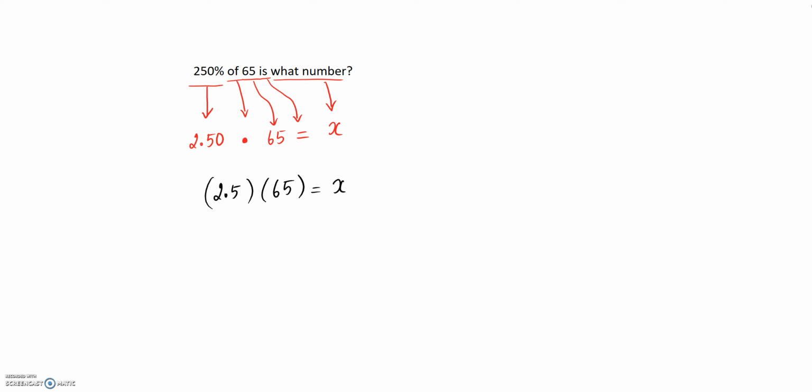Now I'm going to multiply them. I have a calculator here, so I'm going to multiply these two numbers. 2.5 times 65 gives me 162.5 equals x. We box the answer. This is not an application problem, so we cannot really interpret this. Okay.